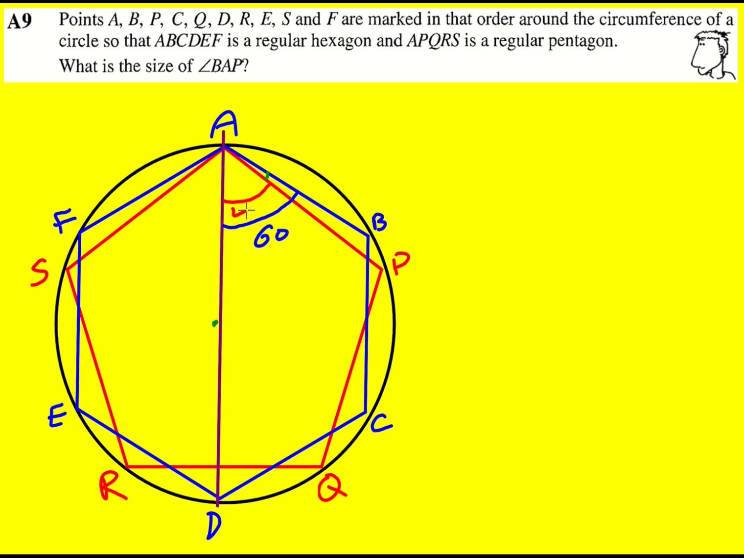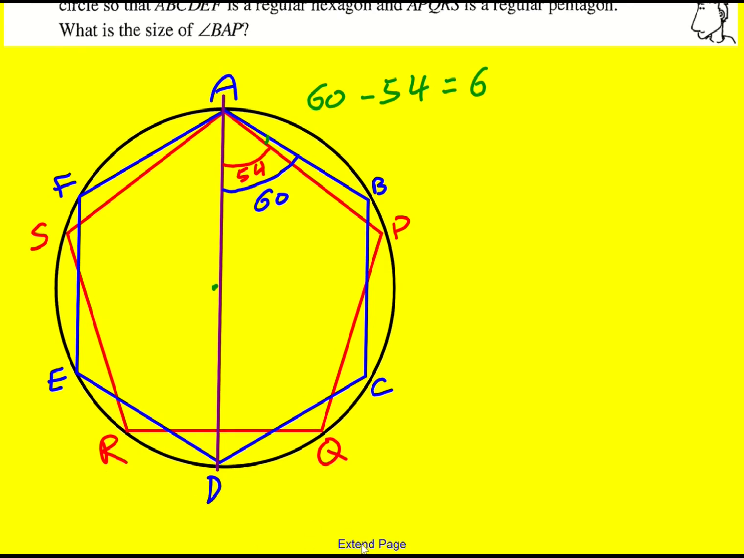So that one is 60. This one is 54, which means the green angle, the one we're interested in, is going to be 60 minus 54, which is 6. Okay, when I drew the diagram, it didn't quite look symmetrical, but you've got to try and visualize and understand that it will be. Let's talk about an alternative way of doing this problem. In fact, I think I'm going to come up with a new diagram.